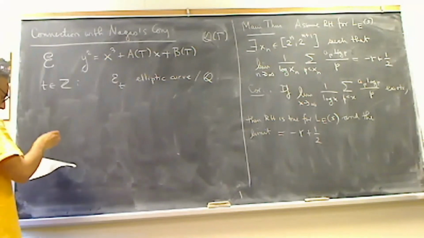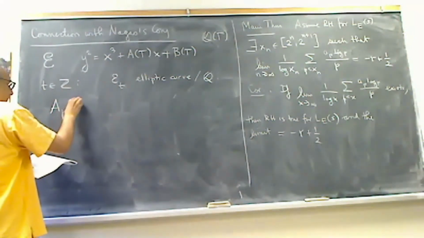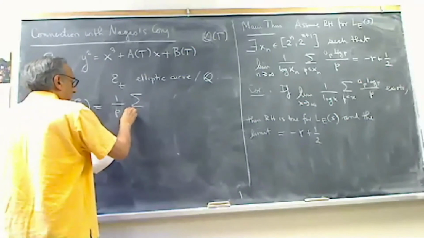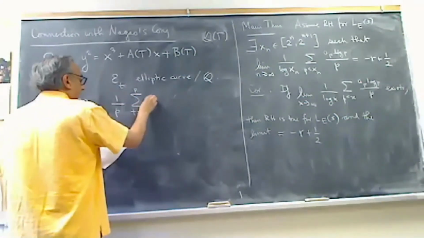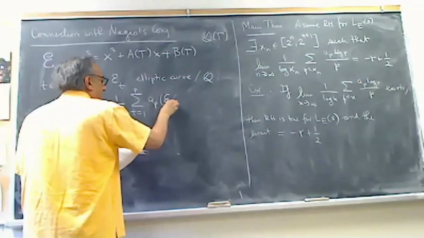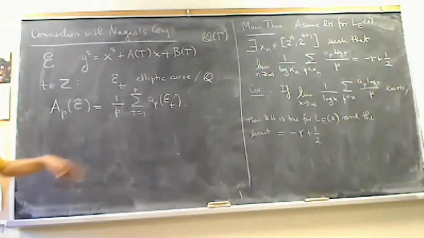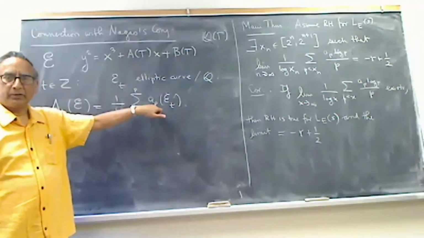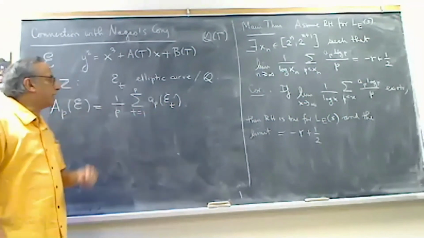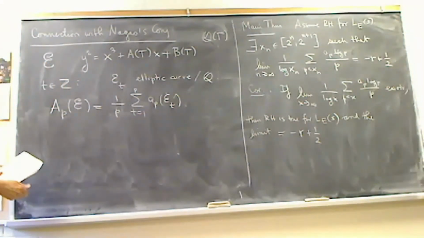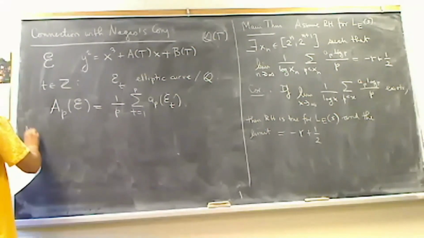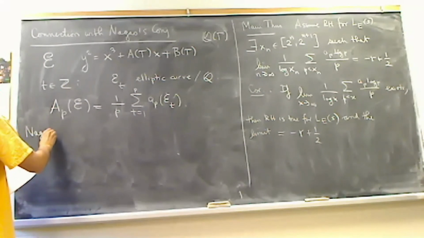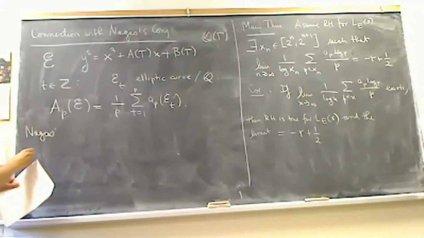So what Nagao studies is A_p(E), which is 1 over p, sum over t going from 1 to p, of a_p of the specialization, the specialized curve. For each specialization E_t, you have a classical elliptic curve and you have an a_p associated to that. That's what we've been discussing so far. And so you've got something like this. And then Nagao's conjecture. Hopefully Nagao is not watching this.